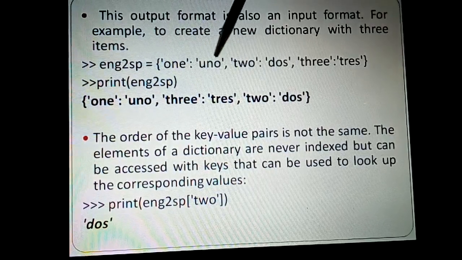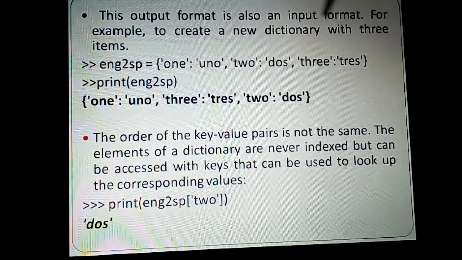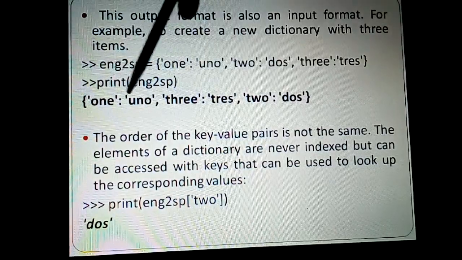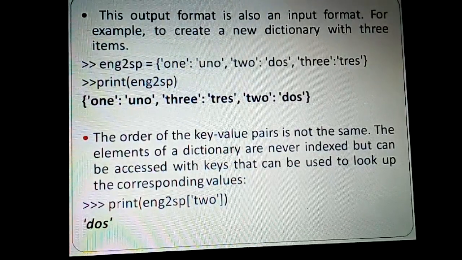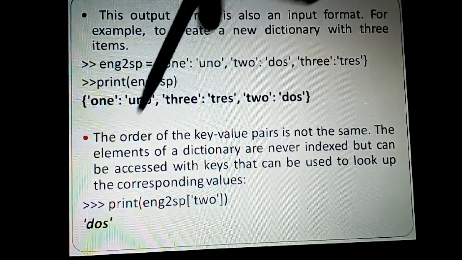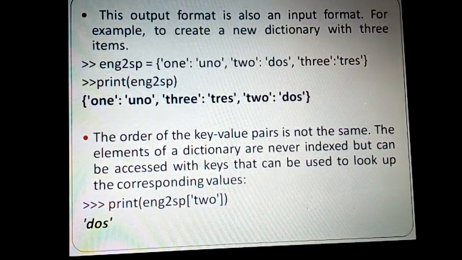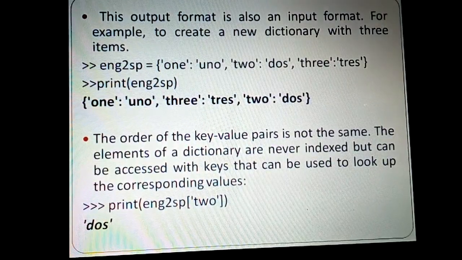English to Spanish, 1 let us say, 2 dos, 3 tres, and so on. If I print this English to Spanish, then I would get 1, 3 tres, 2 dos. Of course, the order does not matter. It is only the key that you need to worry about. So at any given time, if I print English to Spanish of 2, then it will show me the corresponding value of that key as far as the dictionary is concerned.